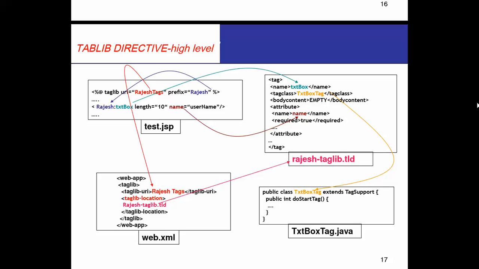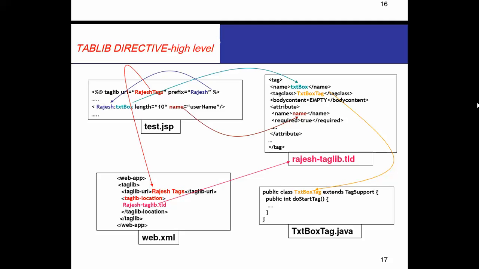Let us talk about the configuration file first. Here the configuration file we can write in XML, in web.xml, with web-app and taglib-uri equal to, what is my taglib URI? That is Rajesh tags. And next, where should it be located? You have created a taglib directive, and you have to specify the location. So the taglib location is equal to Rajesh taglib.tld.